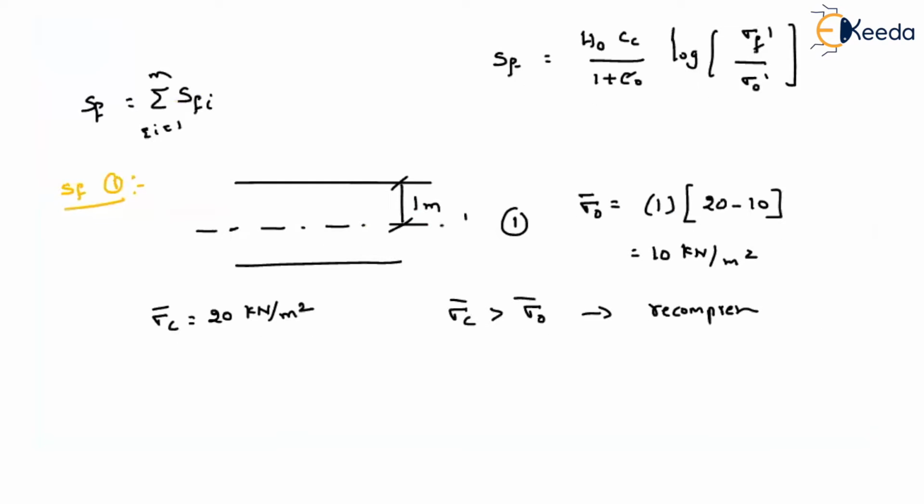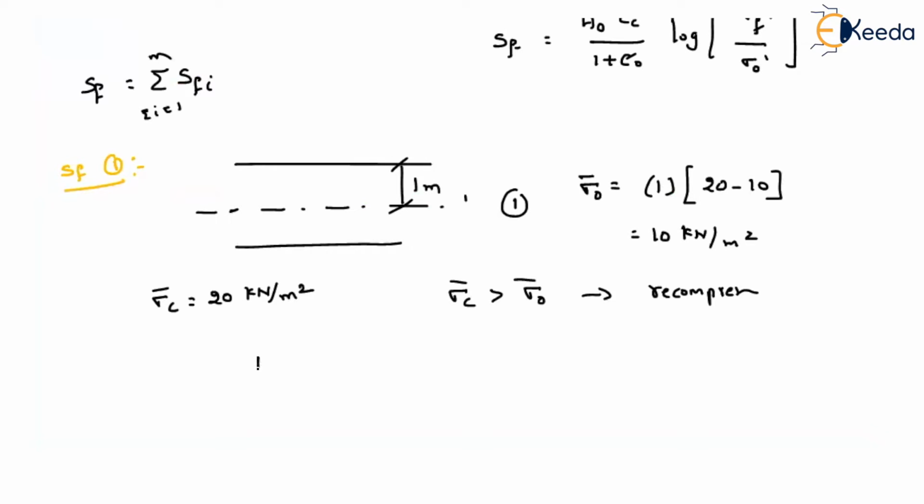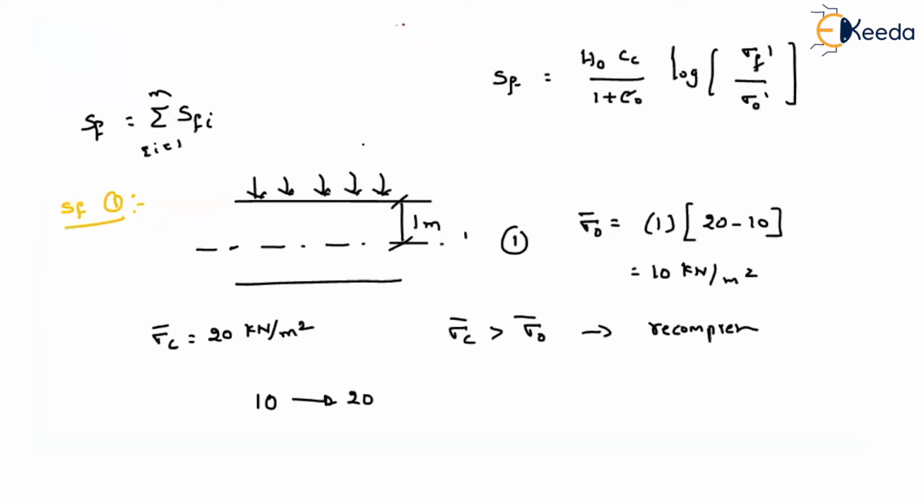So if I represent the values, what is the least value? Initial value 10, after that 20. So what is the stress? It is increased. How much effective stress, or what is the surcharge you are applying on the problem? 75 kilonewton per meter square. So what about the final value? Sigma f dash is the initial plus change. What is the initial value? 10. What is the surcharge? 75. That will be equal to 85.